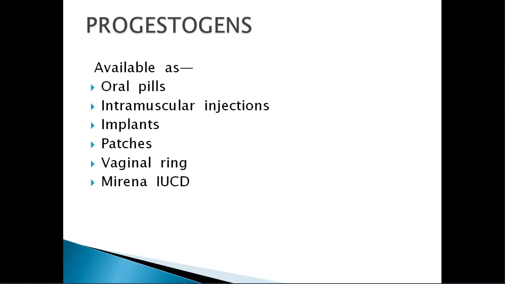Then you can give them as patches. Patches are stuck on the skin, anywhere on the body, and a small amount of hormone is released from the patch every day. Then you can give a vaginal ring impregnated with the hormone, again releasing a small amount every day. Then the impregnated IUCD, the Mirena IUCD, which I told you about in my last class. So you can see the progesterones can be given in various ways.